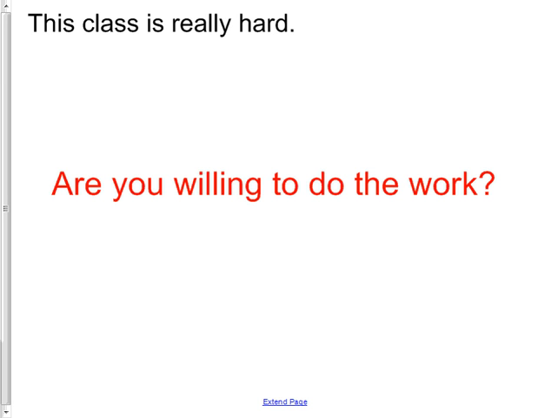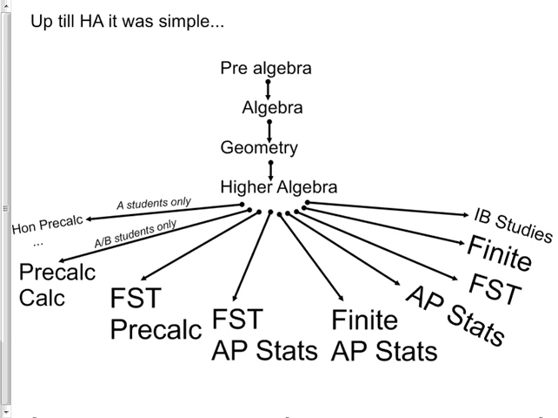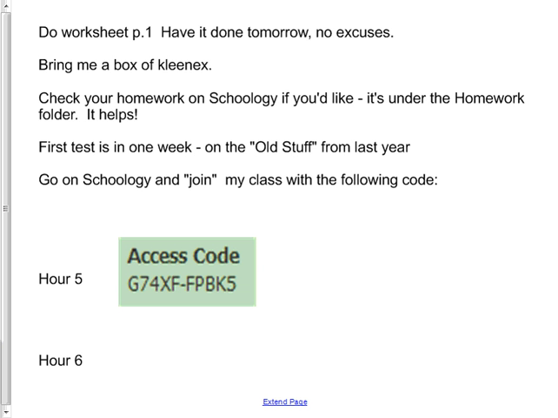I've got homework. And I've got a place where you can get the answers for the homework. That's where, if you don't have your iPad, you're going to want to write this down. Here's the access code. G74XF. FPBK5. In there, you'll find a folder. The folder says homework on it. Inside that, you'll find a folder for homework, like originals. If you want to do this on your iPad, in other words, you could just do it directly on your iPad, open it up in Notability, and do your homework right on it.